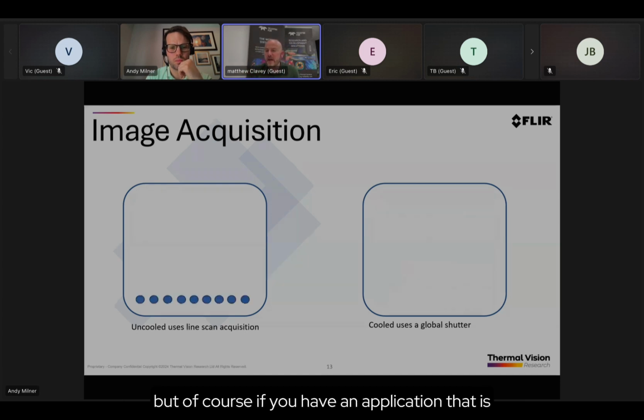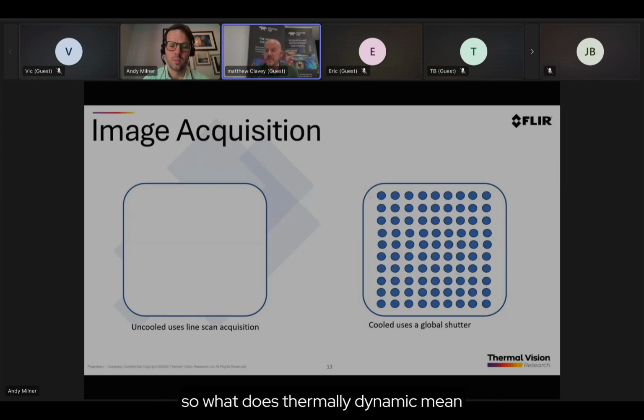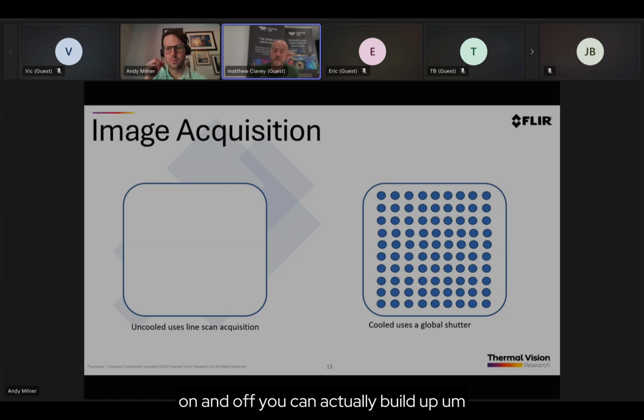But of course, if you have an application that is, we would say, thermally dynamic. What does thermally dynamic mean? That could mean that it's fast, for example, a bullet flying through the scene, or a car moving through the scene, or an object that actually heats up almost instantaneously. For example, the moment you put power into a PCB board, you might want to understand, are there any hotspots on any of the components? As you cycle the power on and off, on and off, on and off, you can actually build up hotspots.